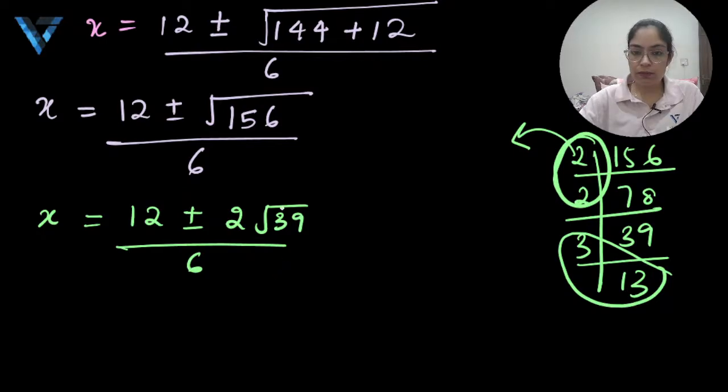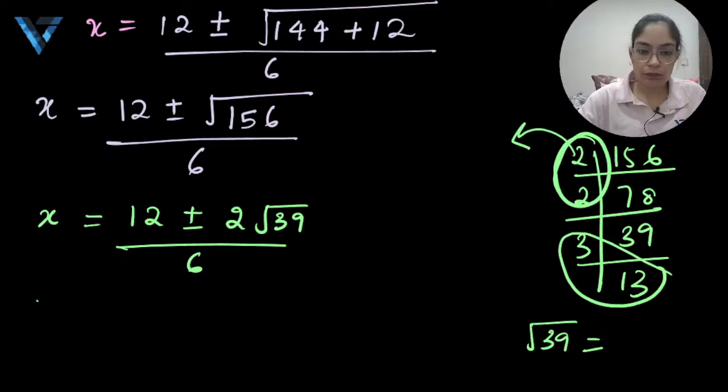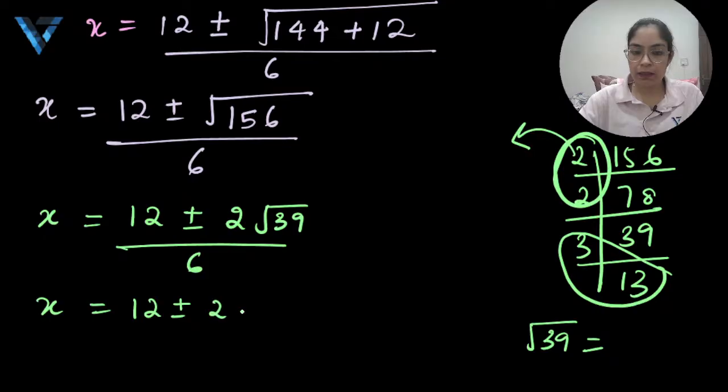Now from the square root table you will get the value of root 39. From the square root table you can see the value and tell me. So x is equal to 12 plus minus. What's the value of root 39?